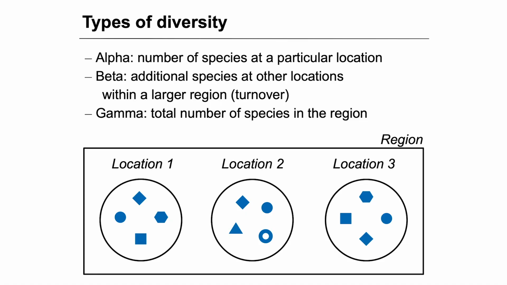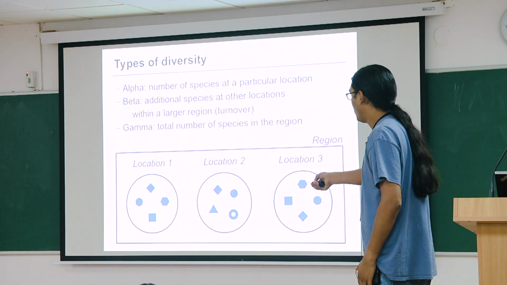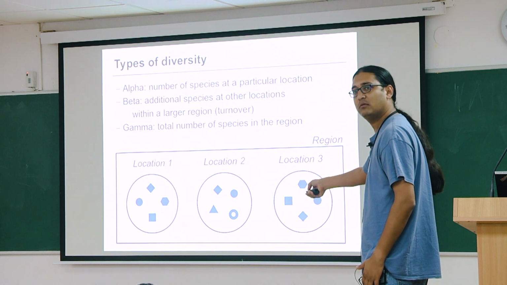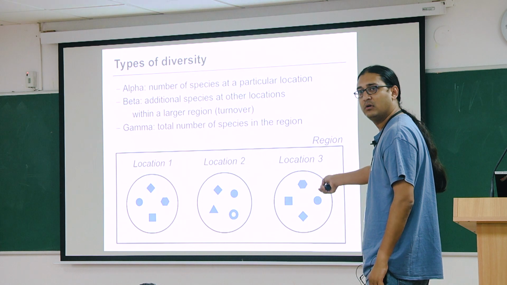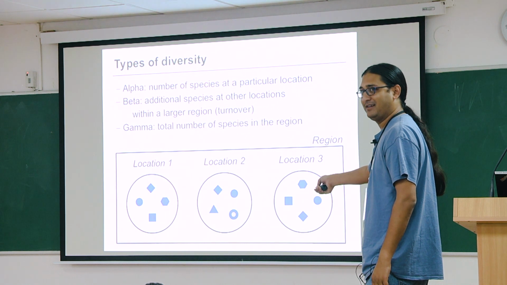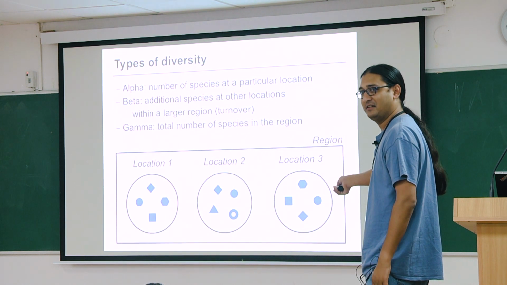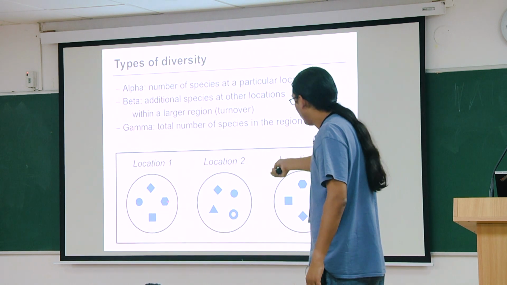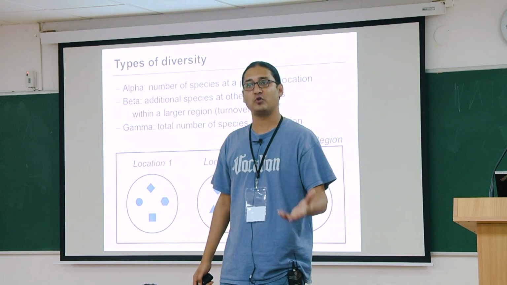All right, let's talk about diversity. So far we've been talking about richness, rarity. Community ecologists talk about three types of diversity. There's alpha diversity, beta diversity, and gamma diversity. Alpha diversity is the number of species at a particular location. So here are three locations. What is the alpha diversity of location one? Four. Location two? Four. And location three? Four. So the alpha diversity of these three locations is identical. They all have four species.